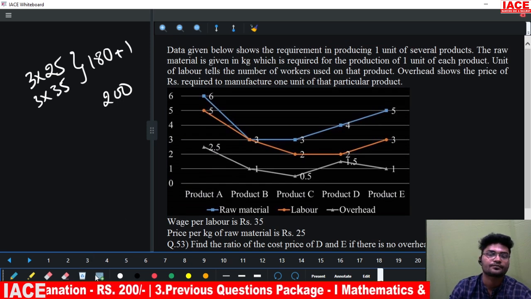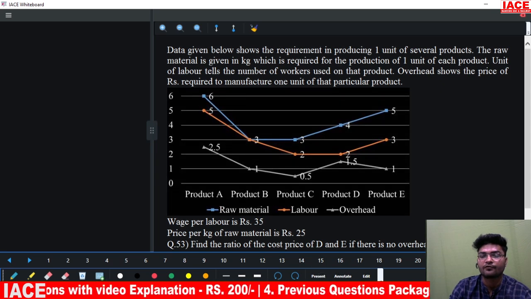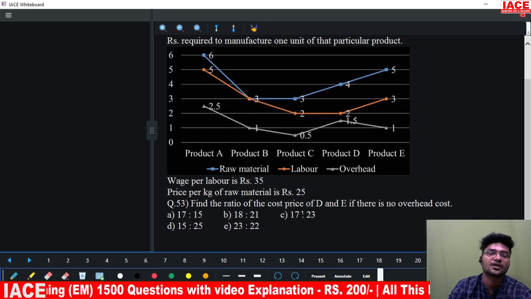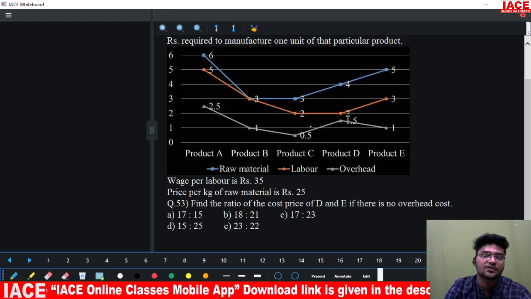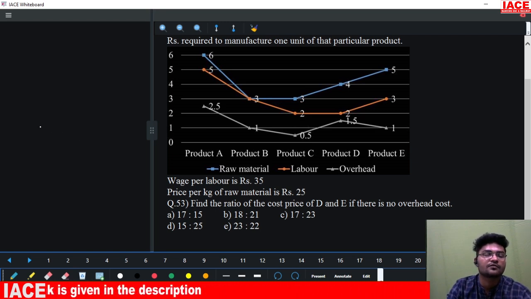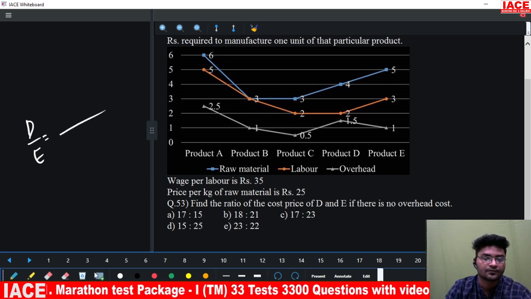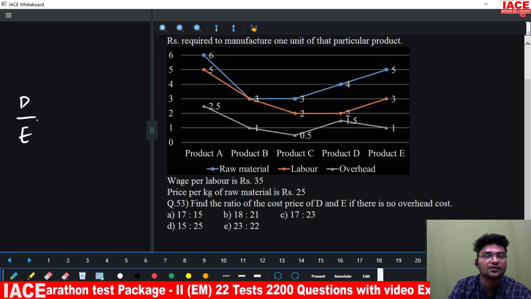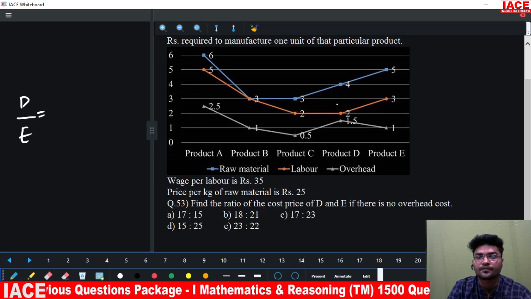Next question. Question number 53. Question asking, find the ratio of cost price of D and E if there is no overhead cost. Cost price of D and E. So D by E. How much is D by E? Let me make it this way. D by E. How much is this D by E? D by E means D is how much?